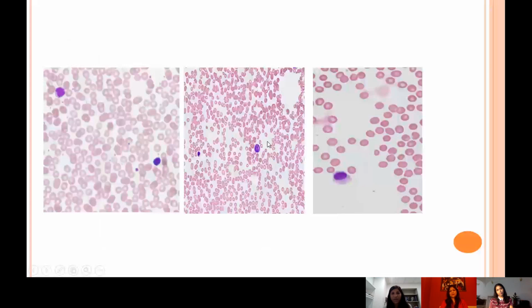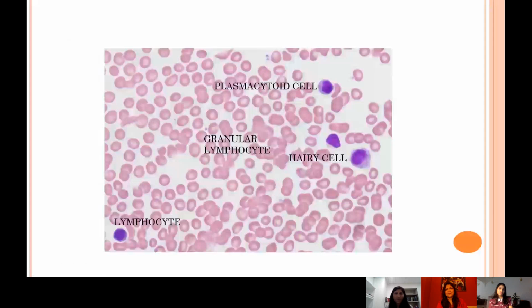This one has bluish cytoplasm and looks more like a plasmacytoid or plasma cell. And on the right hand side, this is quite a large cell. There is a high NC ratio, and there is very feathery and fuzzy kind of cytoplasm. So this one is quite diagnostic of hairy cell. So here those different lymphocytes again. This one is more plasmacytoid. This is like a granular lymphocyte. This is a hairy cell, and this is a normal mature lymphocyte here.